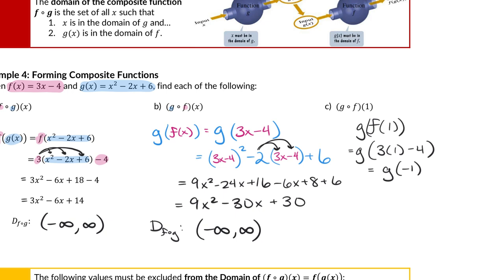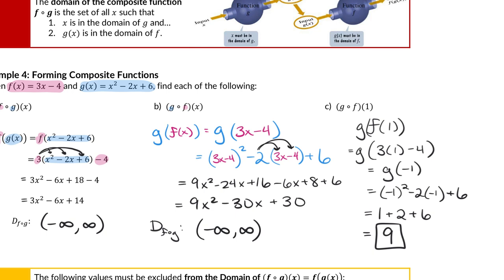This is what we did at the beginning of class, right? G of negative 1 tells me to plug negative 1 into the g function, so I'm going to do that. Negative 1 squared minus 2 times negative 1 plus 6. Negative 1 squared is 1. Negative 2 times negative 1 is positive 2, and then drop down the 6. 1 plus 2 plus 6 is 9.